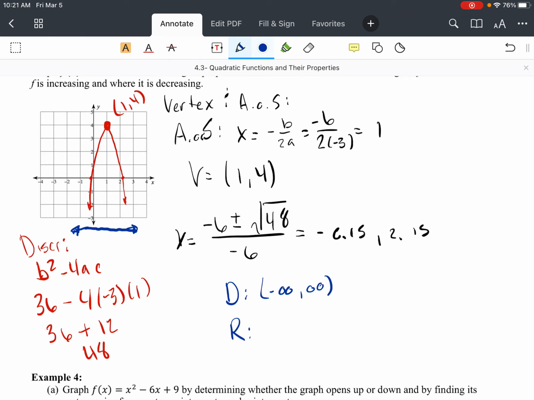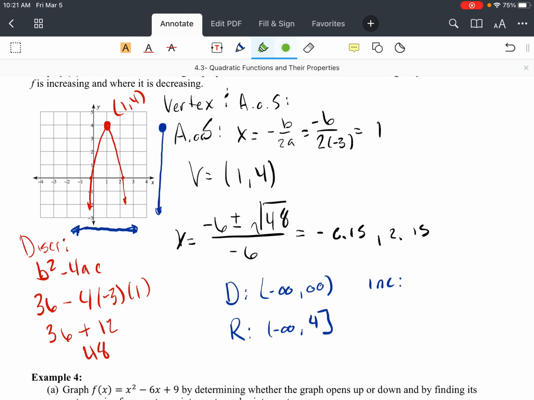Okay, our range, it's how far down and up it goes. So we have arrows at the bottom, so we can point down, and we have a stopping point right up here, and it actually does go through 4, so we can include it. So our range is going to go from negative infinity to 4, and we're going to include it.